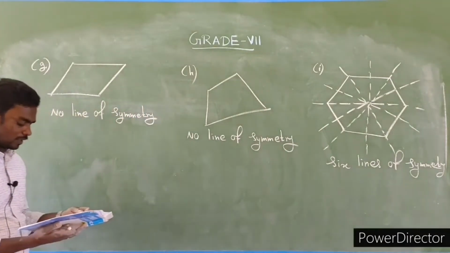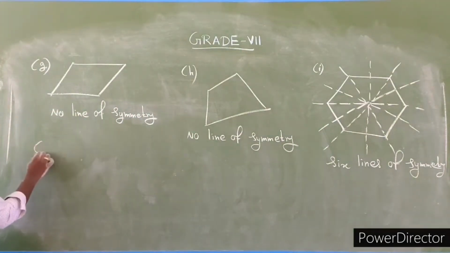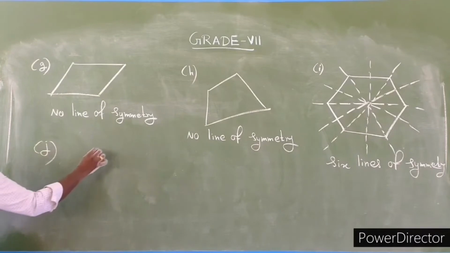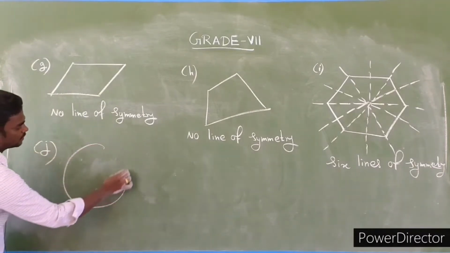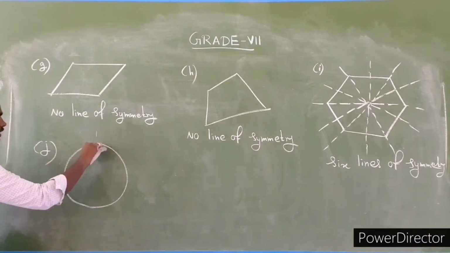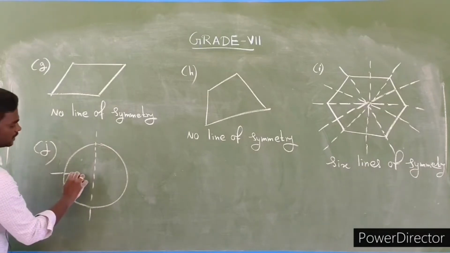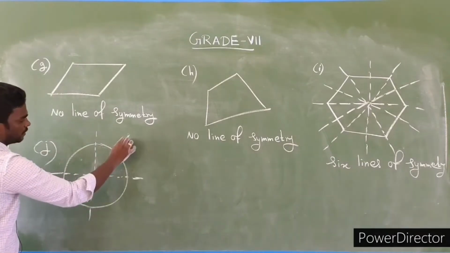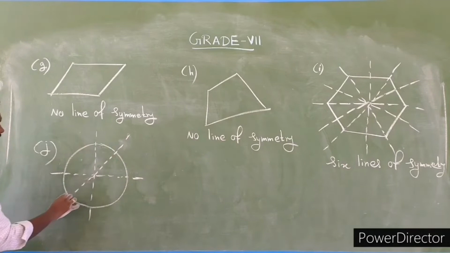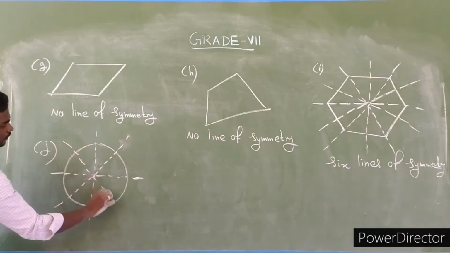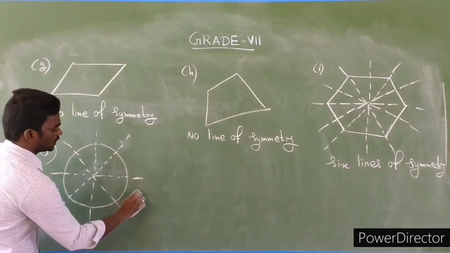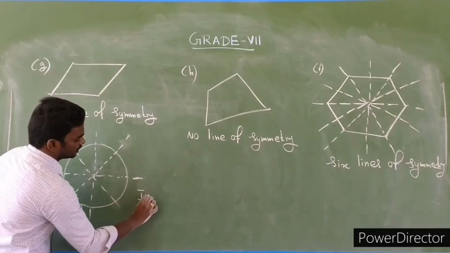So next, J, a circle. How many lines of symmetry does a circle have? We know a circle has infinitely many lines of symmetry. That means the number of lines of symmetry for a circle is countless. So infinitely many lines of symmetry.